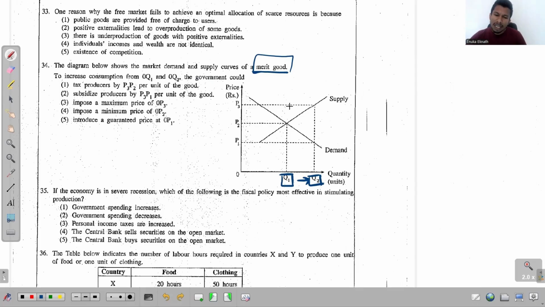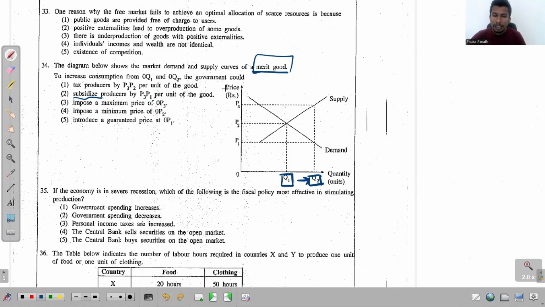See, it's the total opposite. If they tax the producers, what will happen? The supply curve gets shifted to the left side, right? The supply curve gets shifted to the left side, and as a result, the quantity that gets traded in the market will further reduce, not increase. So this is totally wrong, but the opposite of this is true. What's the opposite? Providing subsidies. Now, tax is the opposite of subsidy, so providing subsidies. The next one: subsidize producers by P3, P1 per unit of good.